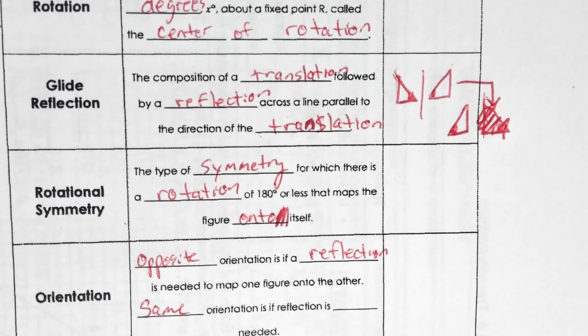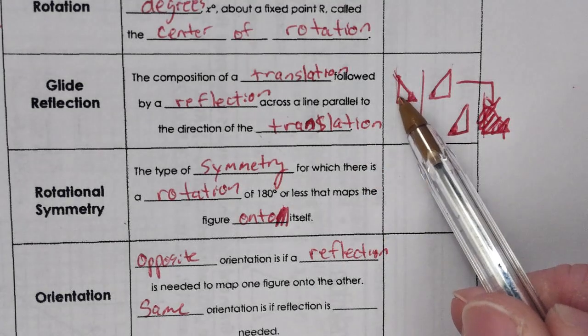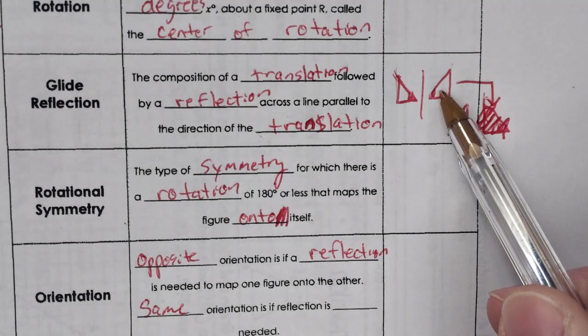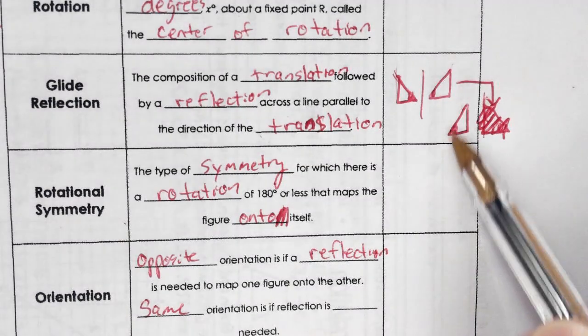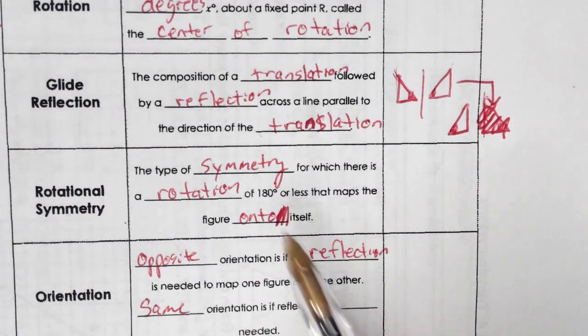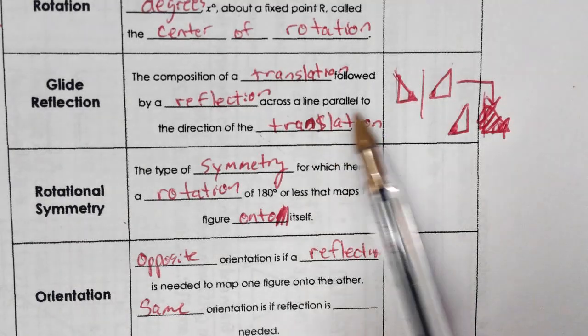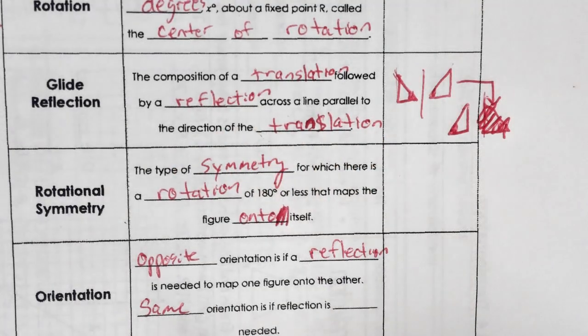All right. Glide reflection, the composition of a translation followed by a reflection. So like this one, I reflected and then I glided. So let's say I slid it over here. So, okay, I cross a line parallel to the direction of the translation.